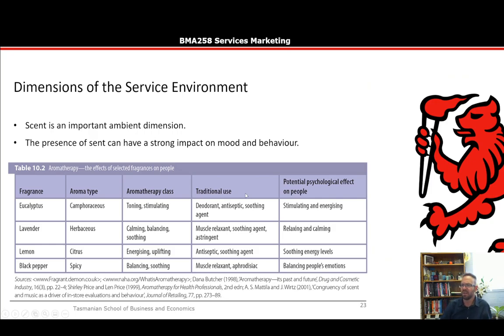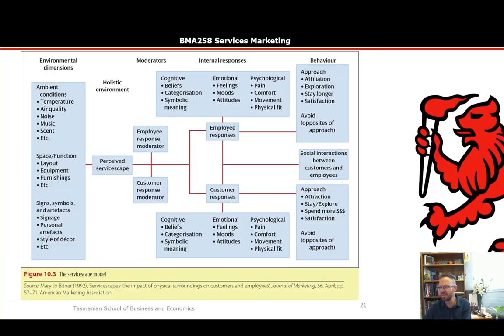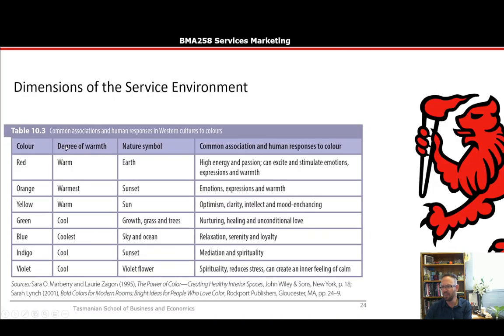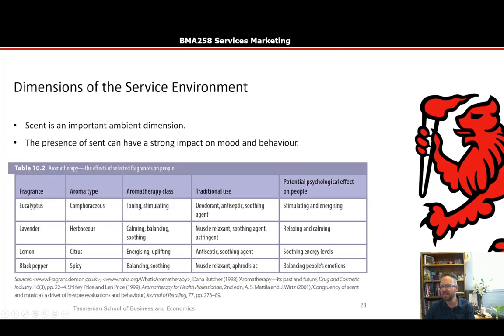Right, so dimensions of the service environment. So scent is an important ambient dimension. So I'm going to go back, is it 2 or 3 slides? This slide here. So the ambient conditions include the temperature, air quality, noise, music, and scent. All right. So we're going to be focusing on the scent one here. So the presence of scent can have a strong impact on mood and behaviour.